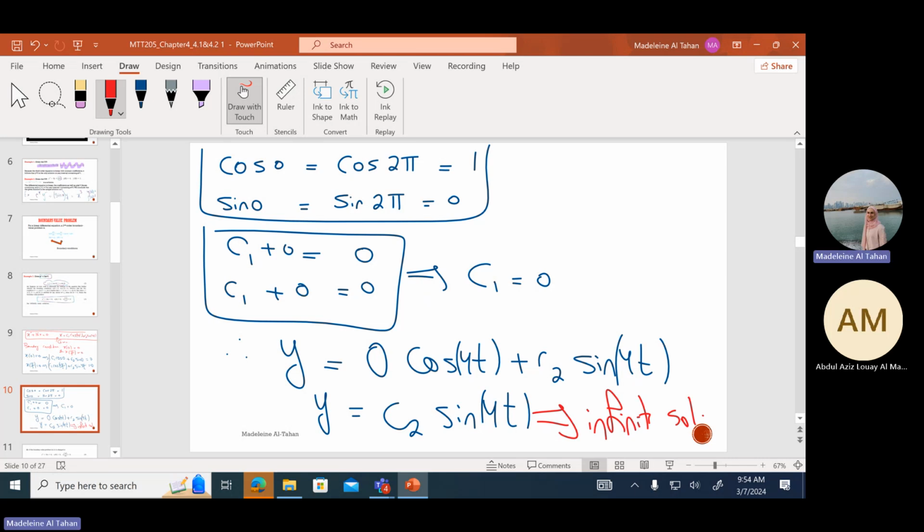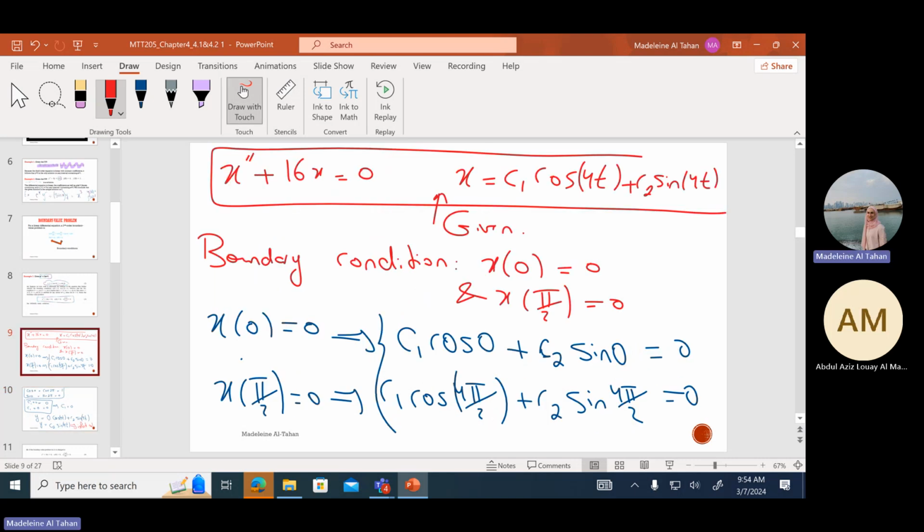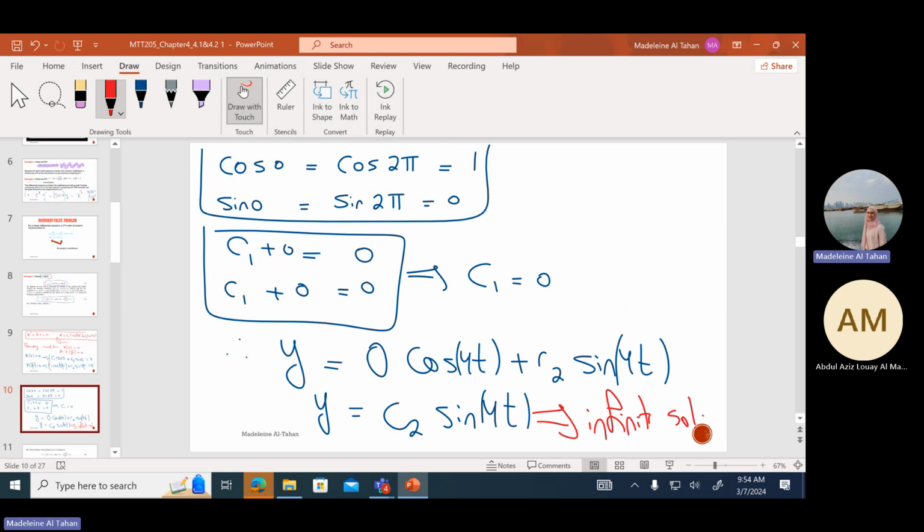Please write it down. Go again through the steps. If you have questions, let me know. Cosine 4 pi over 2. Sine 4 pi over 2 is 0. I need to do the last step. So C1, I'm just writing it in this way. We are writing it in a better form. We simplified it.